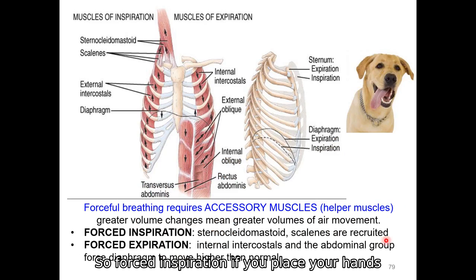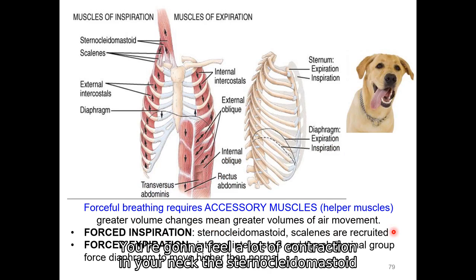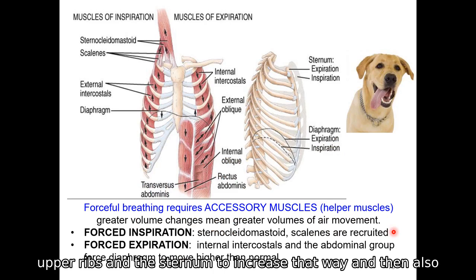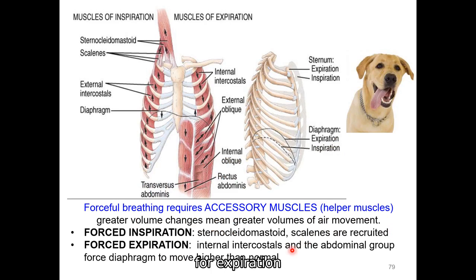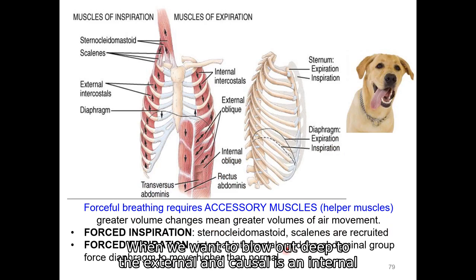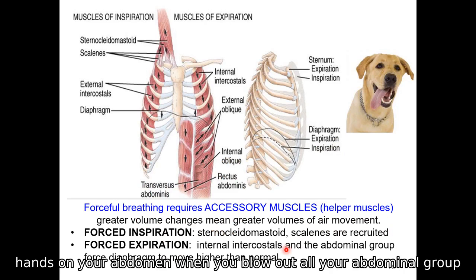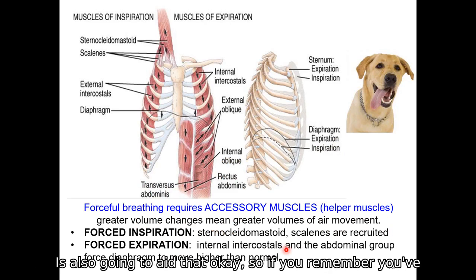So forced inspiration, if you place your hands on your neck and take a big breath in, you're going to feel a lot of contraction in your neck, the sternocleidomastoids. You have your scalenes there. They're going to get recruited, and they're going to help lift up on the upper ribs and the sternum to increase that. And then also for expiration, when we want to blow out, deep to the external intercostals, the internal intercostals, and their fibers go the opposite way. So we can force more air out, and then put your hands on your abdomen when you blow out. Your abdominal girdle is also going to aid that.